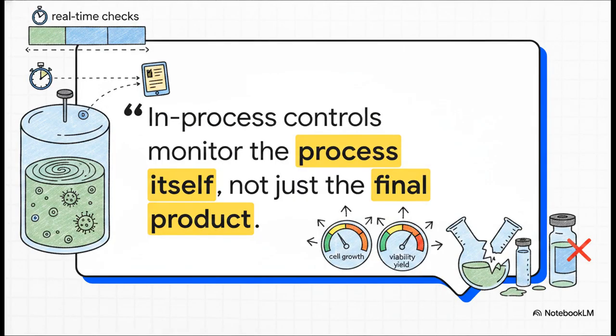But here's the thing, controlling your inputs just isn't enough. You have to actually monitor the process as it's happening. As they say, in-process controls monitor the process itself, not just the final product. You really cannot wait until you have a final, sealed vial of gene therapy to find out if something went wrong 3 weeks earlier inside the bioreactor. Typical in-process controls involve constant, real-time checks on things like cell growth, viability, and step-specific harvest yields.